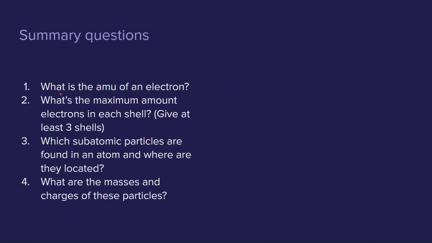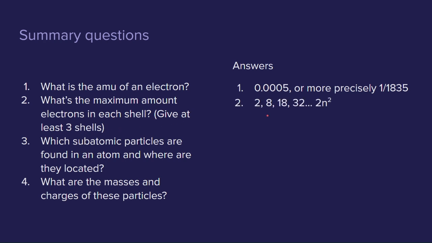So question 1, what is the AMU of an electron? 0.0005, or 1 over 1835, if you want that precision. So question 2, what's the maximum amount of electrons in each shell? Give at least the first 3 shells. It's 2, then 8, then 18, then 32, and then if you did any more, then you just use the formula 2n squared. Question 3, which subatomic particles are found in an atom and where are they located?